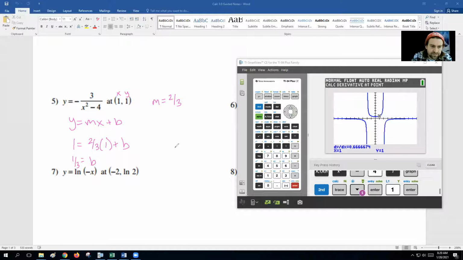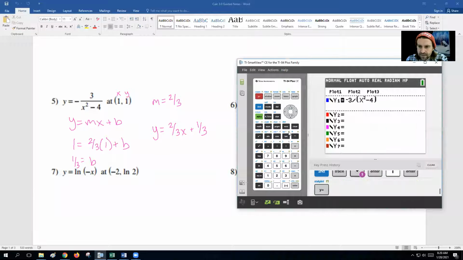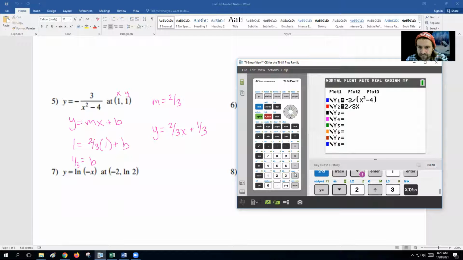That leaves us with 1/3. And so we can type in our answer, y equals 2/3 is our slope, x plus 1/3. And might as well, since we have the graphing calculator out, let's verify that. So we have our derivative, our equation here. We get y equals 2/3 x plus 1/3.